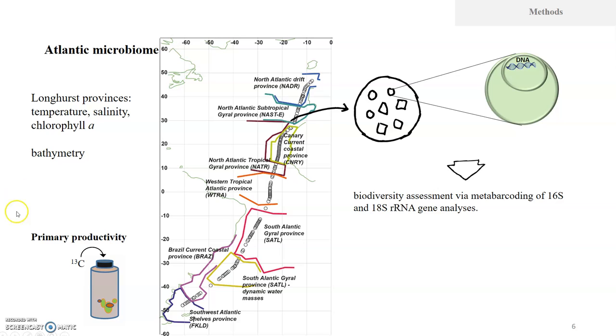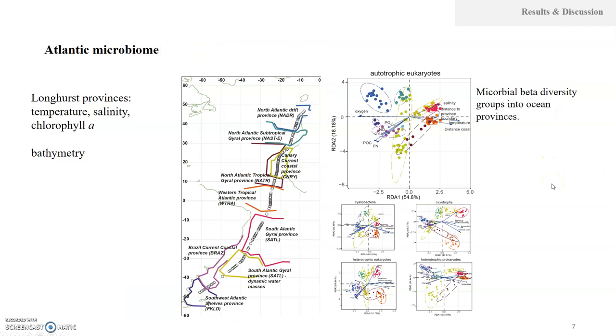We used stable isotope incubations with 13C to measure primary productivity in our microbial communities. Then we used multivariate analysis of metabarcoding DNA data of microbial communities to identify patterns in microbial beta diversity across multiple trophic levels. We found that the beta diversity signals clearly reflected the Longhurst provinces in our multivariate RDA analysis, as shown here for the autotrophic eukaryotes.